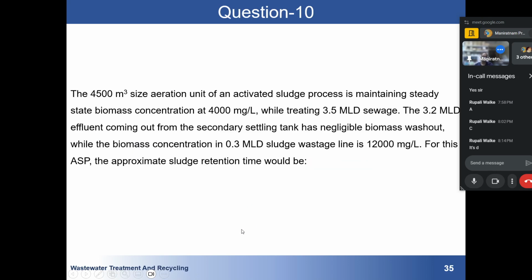Okay now, then we have the second question. We have a tank of 4500 meter cube size. A reactor tank of an activated sludge process is maintaining steady biomass concentration. See again, biomass concentration, you just have to see.